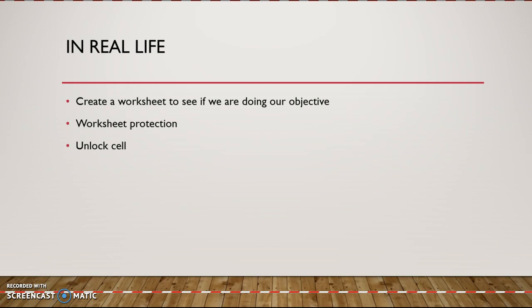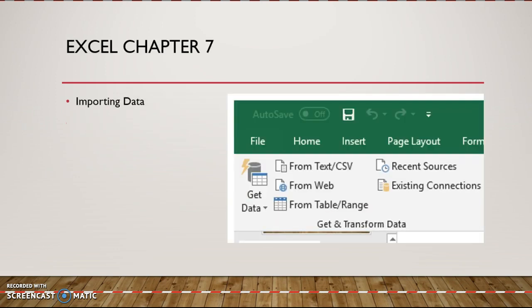In real life, they're kind of doing it because we enter the number of cells we did per day, and then they show us if we did good or not. And every cell is protected, so they also use worksheet protection.